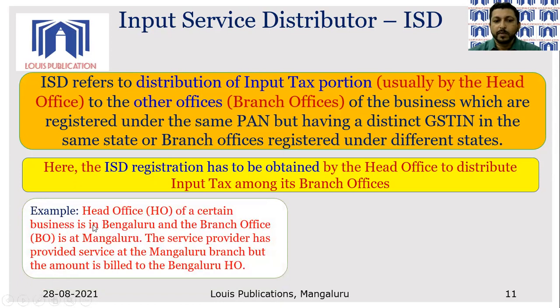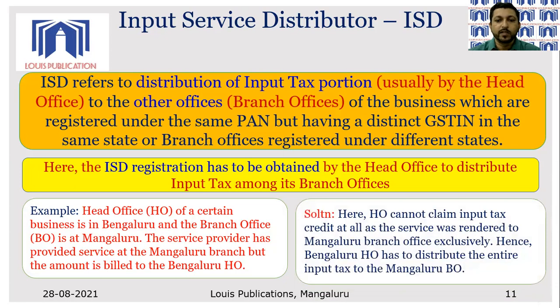Head office of a certain business is in Bengaluru and the branch office is at Mangaluru. The service provider has provided service at Mangaluru branch, but the amount is billed to Bangalore head office only. Services have been provided to Mangalore branch office, but the tax invoice has been raised at Bangalore head office. Now the question is, did Bangalore head office avail service? The answer is no. Services were provided only to Mangalore branch office.